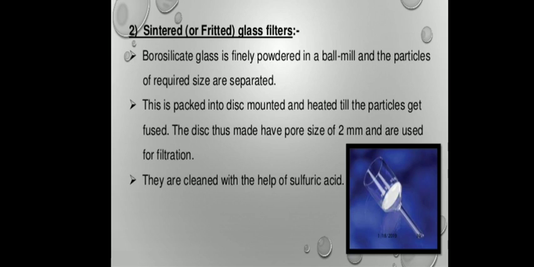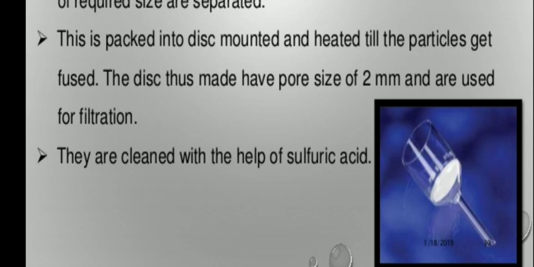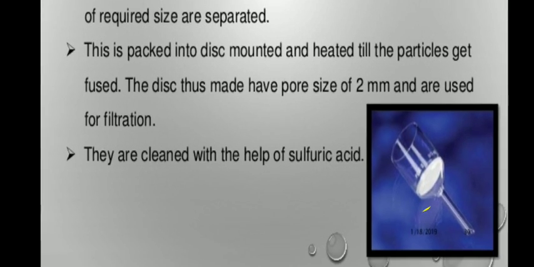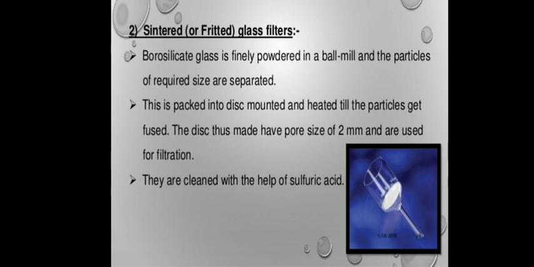Then next one is sintered or fritted glass filter. यहाँ क्या किया जाता है? Ball mill. Here we can see in the diagram, ball mill is seen. इस ball mill में क्या किया जाता है? The borosilicate glass is finely powdered. Borosilicate glass जो होता है उसकी fine powder की जाती है.